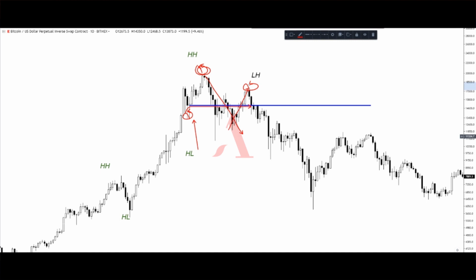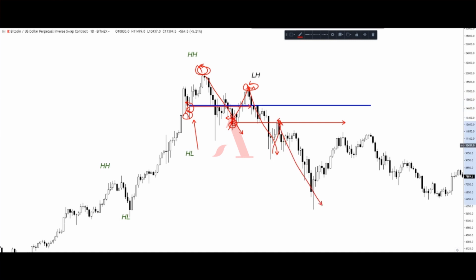Now, if you're a conservative trader, you would have waited for more confirmation. And where would your confirmation be? A break of this low right here. So you can see that first Bitcoin broke this low, created a lower high, then proceeded to break this low and create another lower high where people went short again.